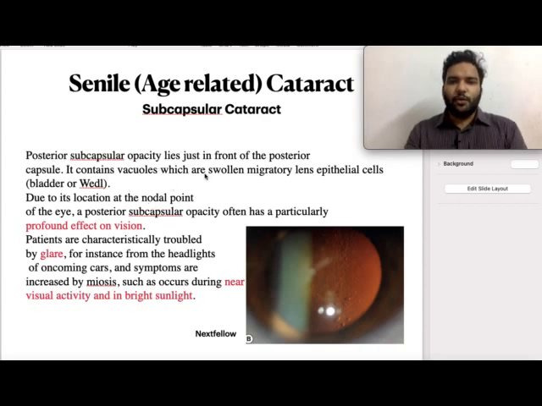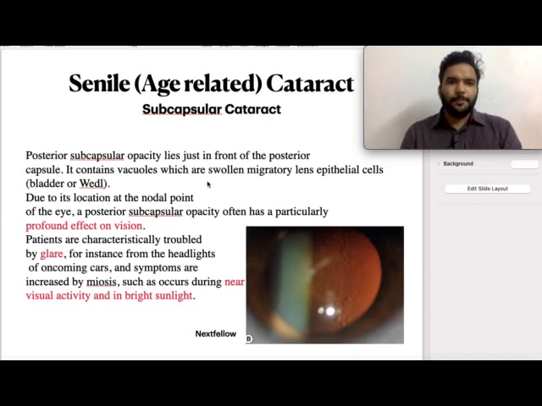It contains vacuoles which are swollen migratory lens epithelial cells, LECs we call them, otherwise called bladder cells or Wedl cells. These small vacuole-like things that are seen, that is posterior subcapsular cataract, and this is also seen in posterior capsular opacification on the back of the lens after placing an intraocular lens. The same migratory lens epithelial cells come and cause this type of cataract.